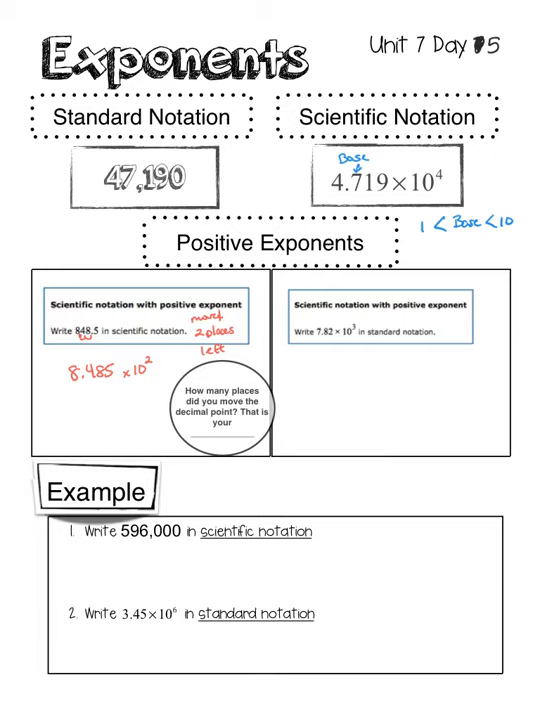Because, let me show you. Remember that 10 to the second power is 100, right? So if you do 8.485 times 100, you get 848.5. I'm going to put this in parentheses. That's our proof. So, however many places you move the decimal point, that is your exponent.